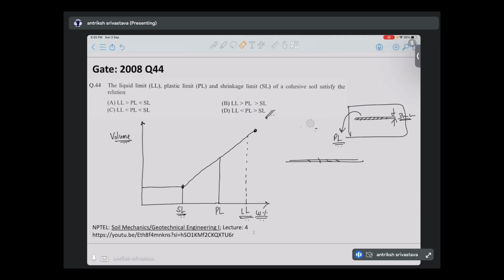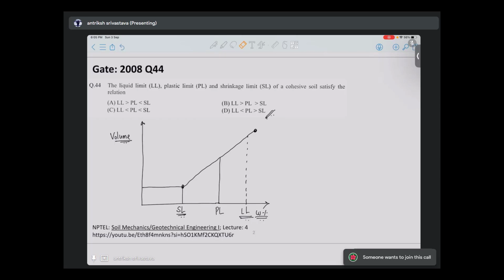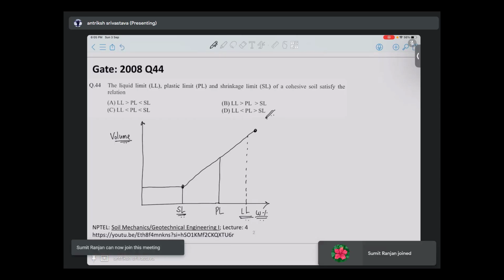But since we humans perform this experiment, it is very ambiguous. If we ourselves perform this experiment, we'll get a different value every time. So that's why people have looked for whether we can identify some other method to get the plastic limit.